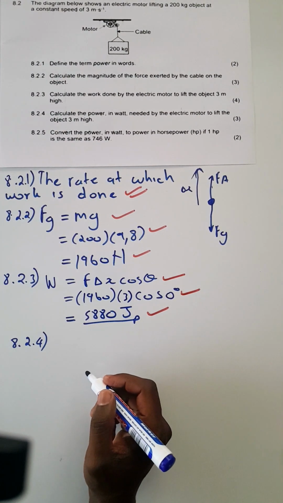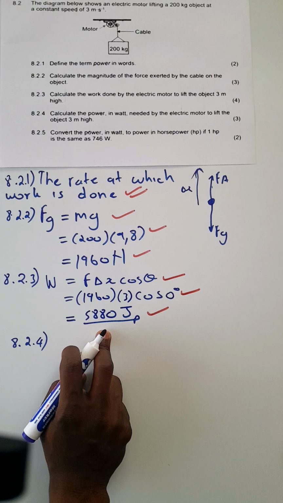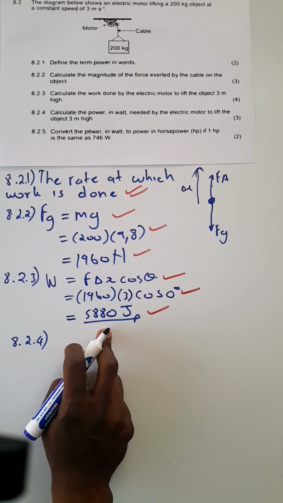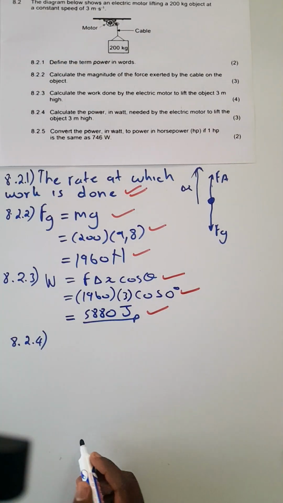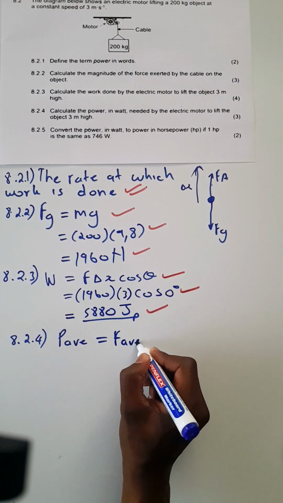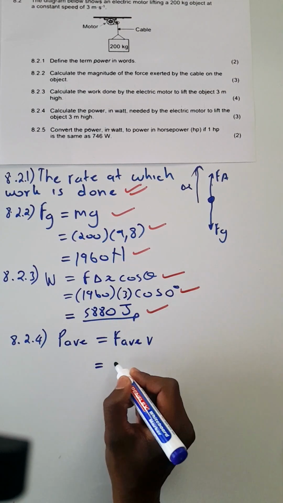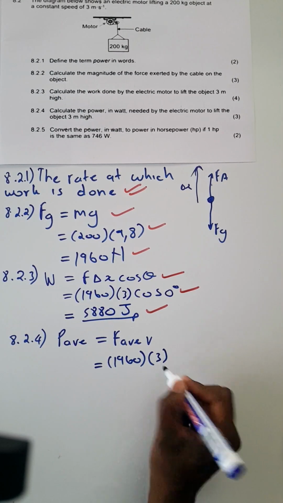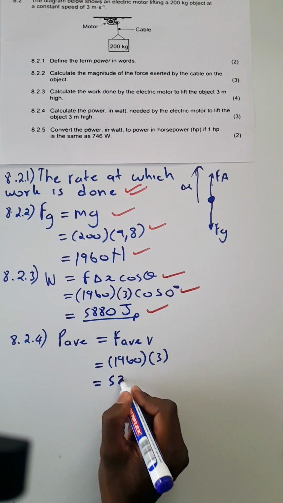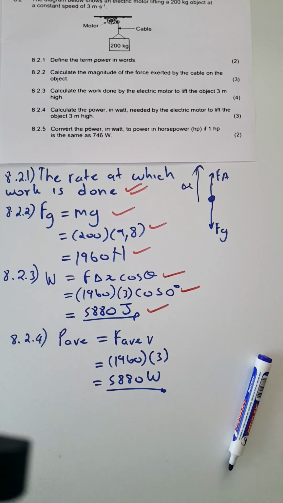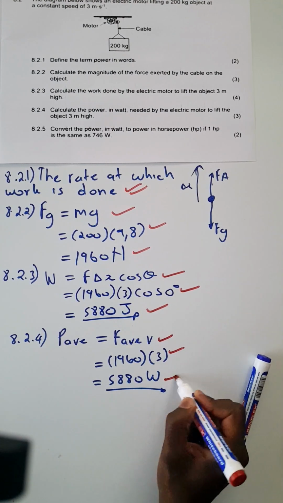So what do we have? We do have the work, but we don't have the time for the formula power, work over time. But we do have the force and the speed. We're given a speed of 3 meters per second. So we have the formula, average power is equal to average force multiplied by the speed. The force applied by the cable is 1960 and a speed of 3 meters per second. So this is going to give us 5880 watts of power. And for that, it's 1, 2, and 3 marks.